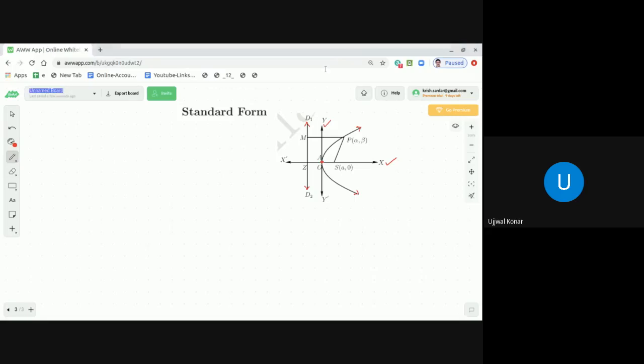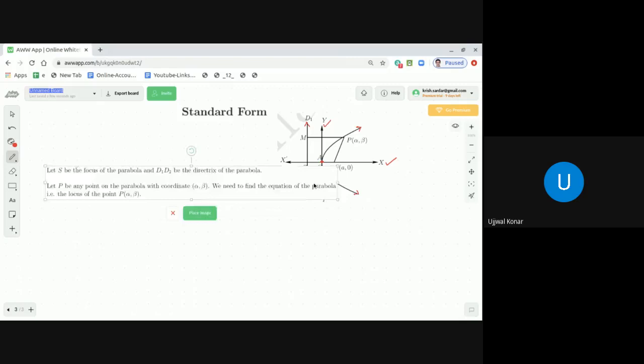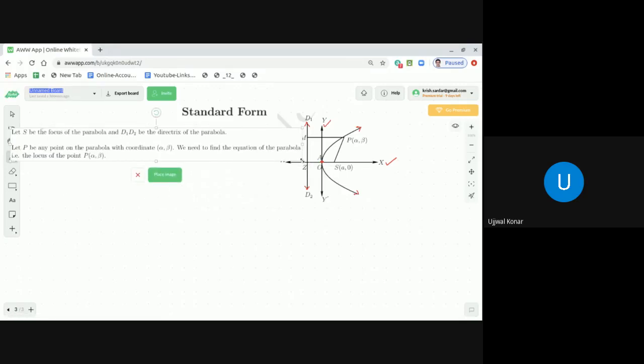Okay, dear students, now this is the standard form of a parabola, and what we are going to do is derive the equation of it, and you will see it is much simpler to derive this one. So as you see, let S be the focus. Let me write down the statement, dear students, and then I will go through this statement. Okay, so here is the statement, and let us go through it together.